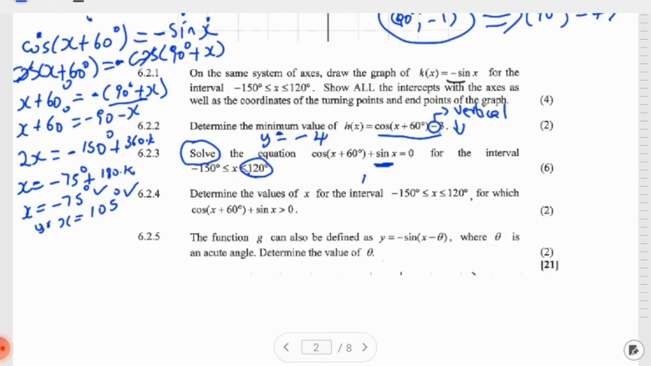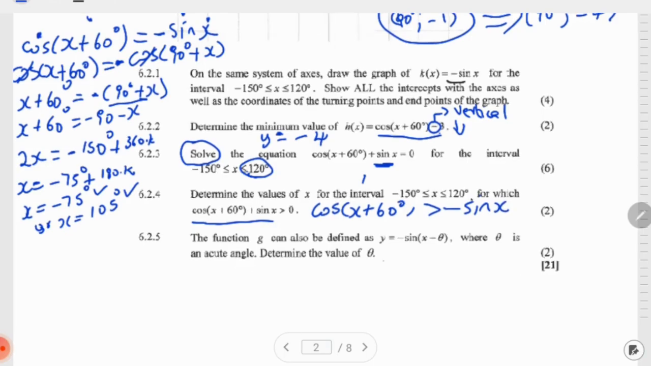All right. So the next question says, determine the values of x for the interval minus 150 to 120 for which f at x plus sine of x is greater than 0. So I think we can just shift that to the right hand side again and then get ourselves that cos of x plus 60 is greater than minus sine of x.